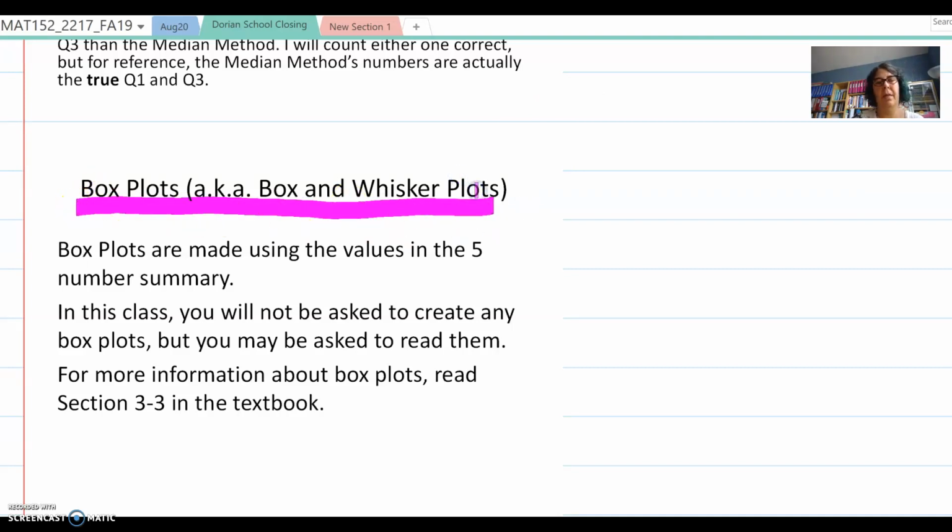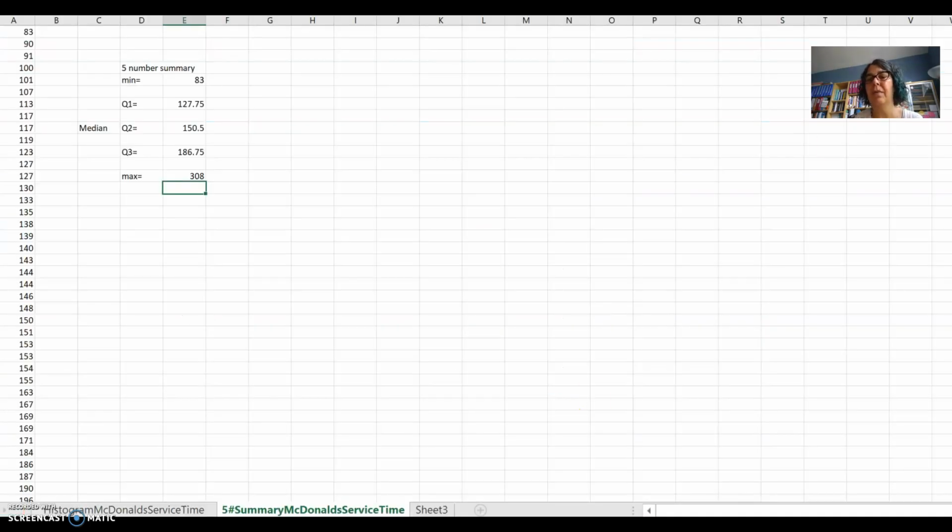All right. So I will draw the box plot by hand, but we're not going to ask you to draw a box plot. You can read it in your textbook, section 3.3. So how does the shape look like?